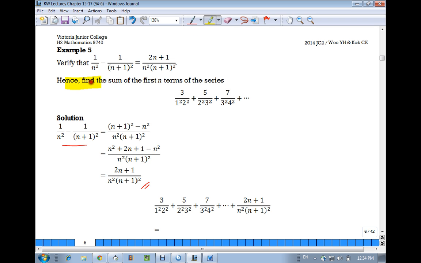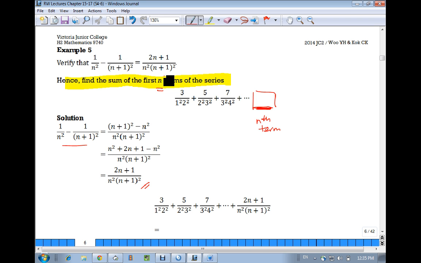Hence, find the sum of the first n terms. There must be one last term somewhere which I don't know. This is the nth term. There must be one last term that I don't know, because it says the sum of the first n terms. So, all okay?